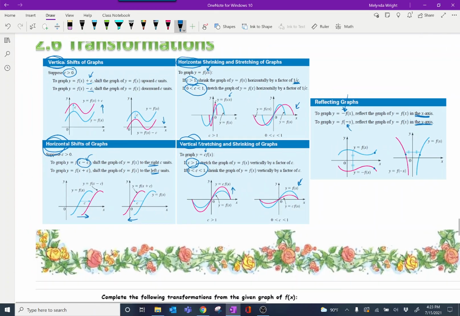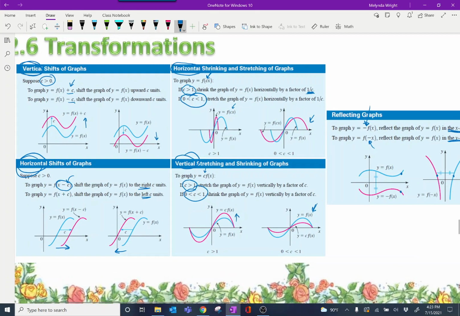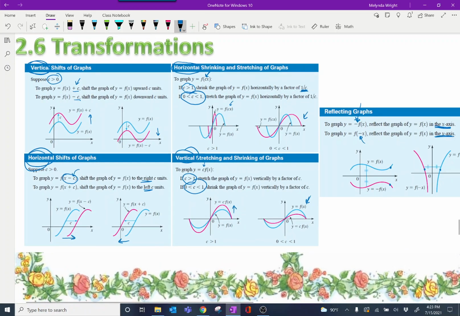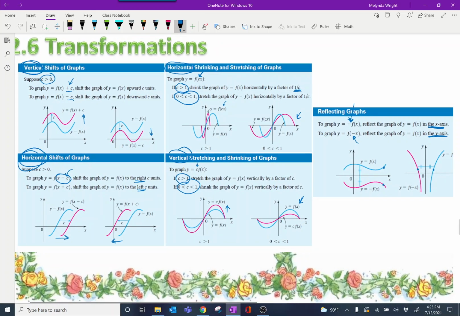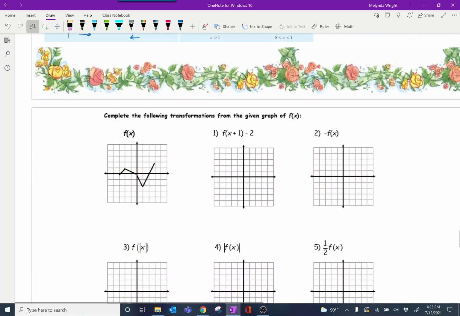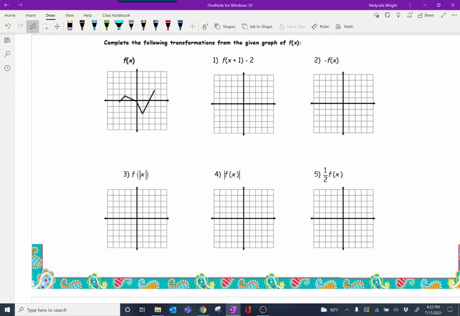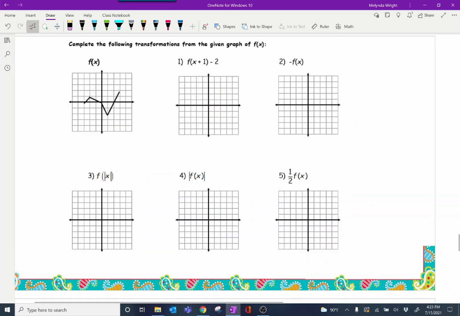Now, these transformations hold true for any function. It's actually pretty cool. It doesn't matter whether you're working with a polynomial or a radical or a trigonometric function. They all hold the same. So let's look at some examples. Basically, we're going to look at one example and we're going to transform it many different ways.